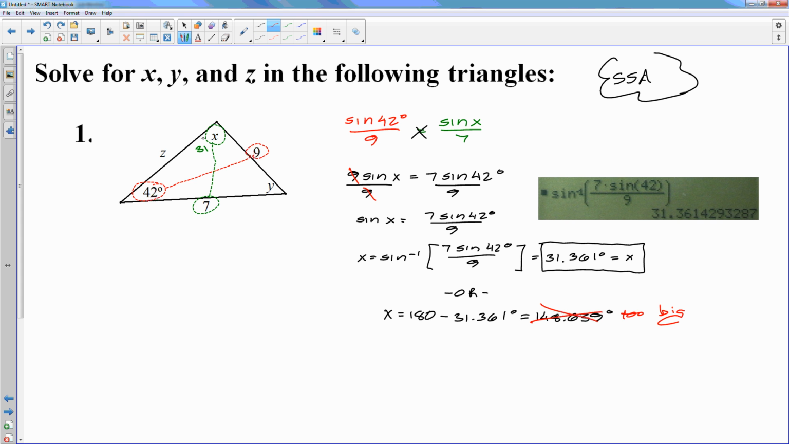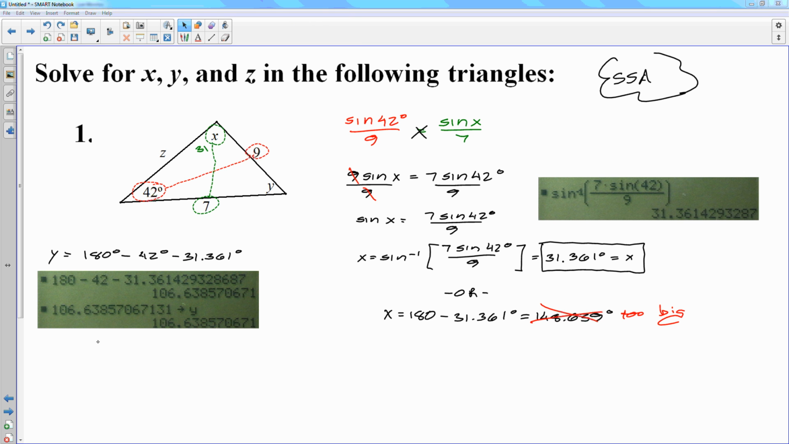Now, once I do get x, I do want to solve for y and z. So I now need to solve for y and z based off that x. I would solve for y next. So to solve for y, I would say that y is going to be the easiest one because I can simply do 180 degrees minus the given angle of 42 minus the answer for x we just solved. And we get y to be, let me punch that in real quick.